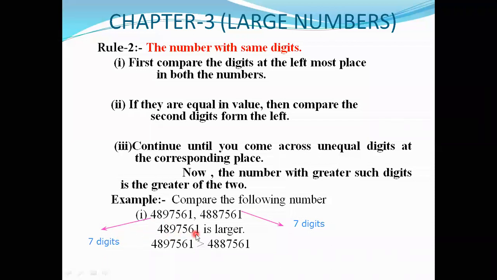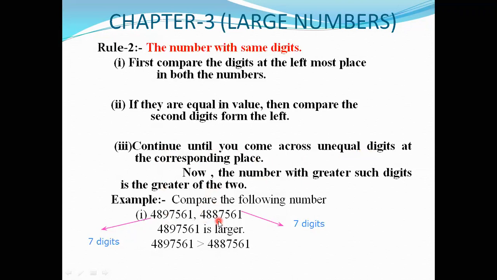So how can we compare them? We can compare them according to these rules. First, compare the digit at the leftmost place. Which digit is at the leftmost place in this? 4. Here it is also 4. If they are equal in value, then we compare the second digit from the left. Here both are the same. Then continue until you come across an unequal digit, and that means we go to the third digit.